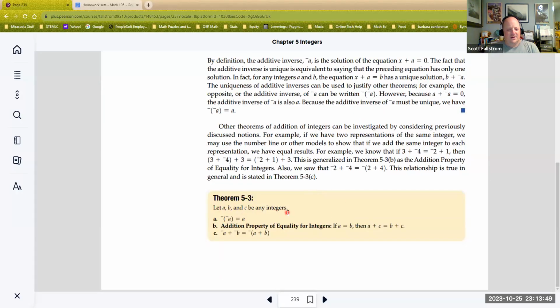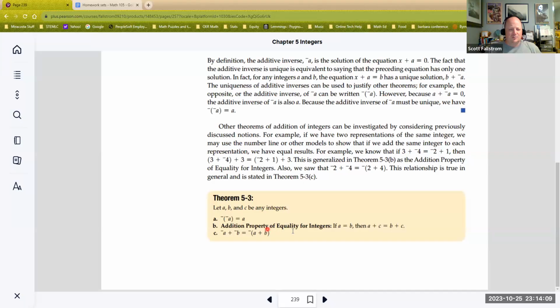Theorem: a, b, and c be any integers. Again, take a look here. The opposite of the opposite equals a. And you can demonstrate that by showing what I just showed, which is if I add a to it, I get 0. If I add the opposite of a to this, I get back to 0. And that is enough to say, well, then those two things have to be equal.